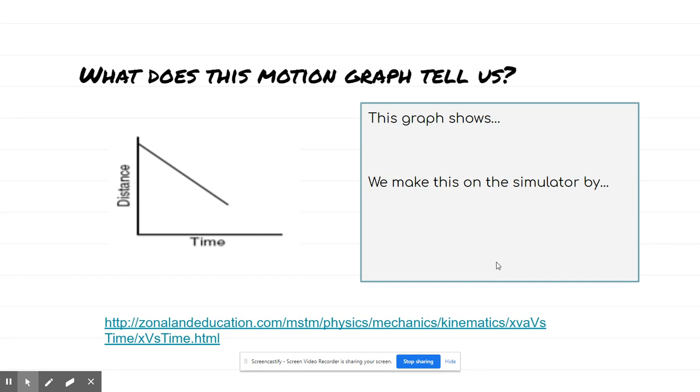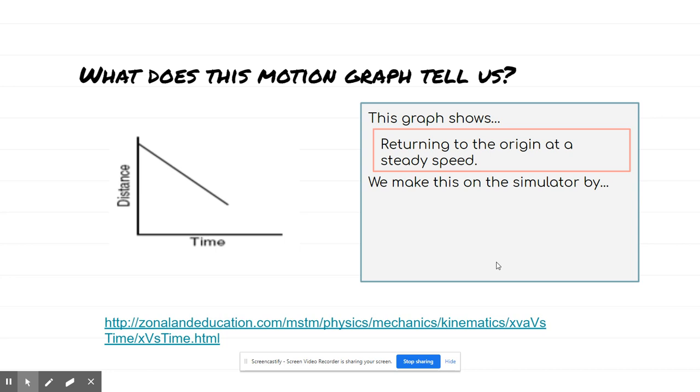This looks similar except that the line is now heading toward the origin. So what does this graph show us? It shows us that the cyclist is riding at a steady speed, but coming back toward the initial point. Doesn't quite get there though, right? The line doesn't go all the way down to the origin or the x-axis.